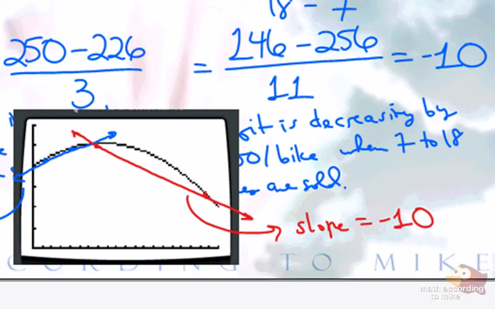So a layman's definition of a secant line is a line that intersects the graph at 2 points. So that means that by finding the average rate of change, you are finding the slope of the secant line. So I'll repeat that all again. A secant line is a line that intersects the graph at 2 points. And the average rate of change basically tells you the slope of the secant line.